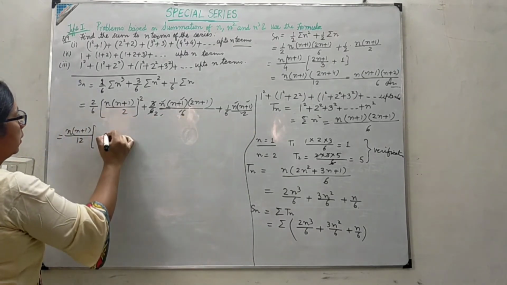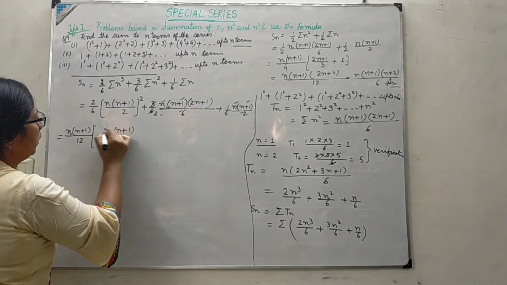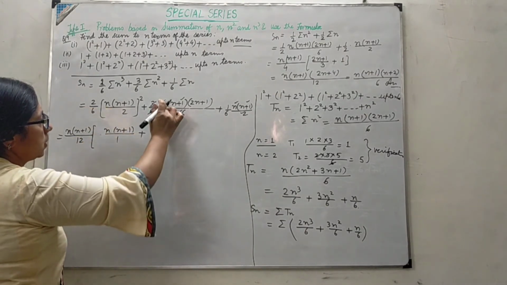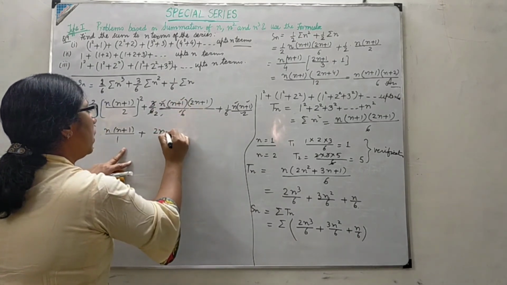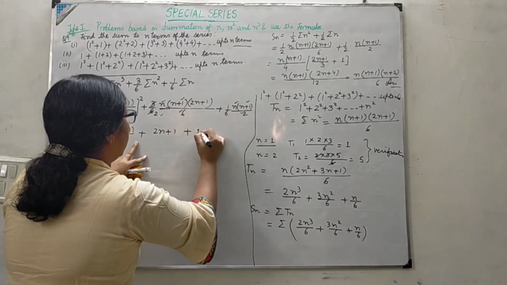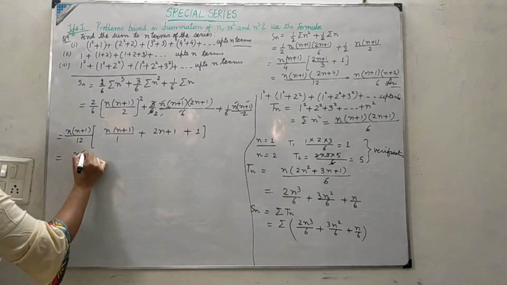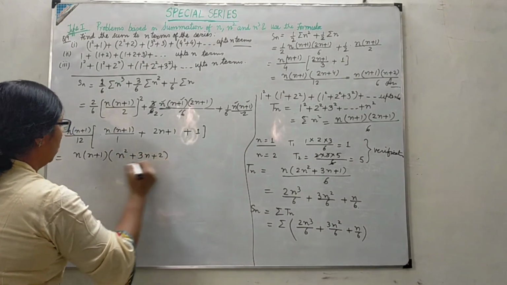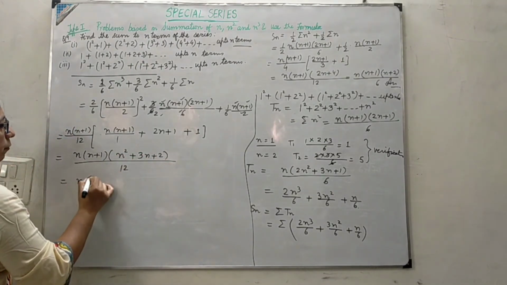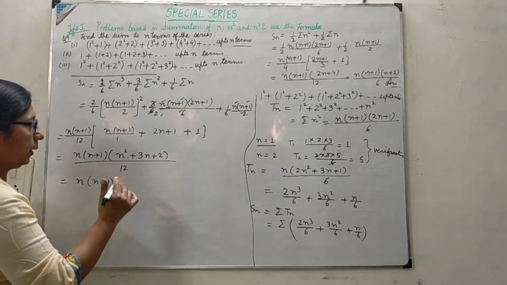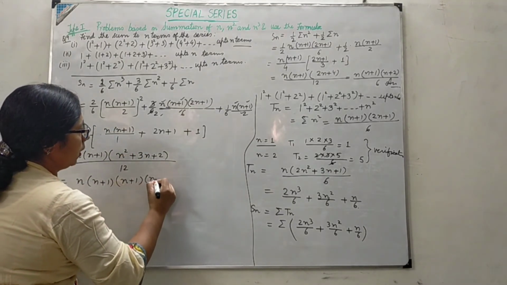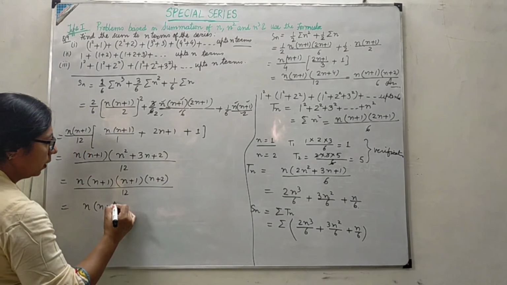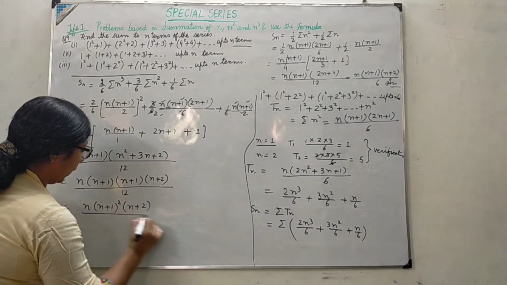So we are left with n plus 1 plus 2n plus 1 plus 1. I think this is common. So n into n plus 1 into n square plus 3n plus 2 by 12. And further, if I simplify by splitting the middle term and getting it as n plus 1 into n plus 2 by 12, this is your n into n plus 1 whole square into n plus 2 by 12.